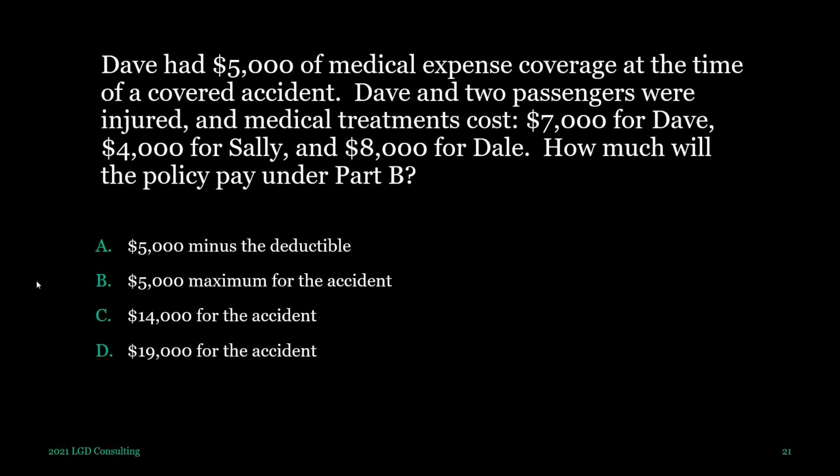Well, Part B medical, he's got $5,000. That's the maximum we pay per person. So we're going to pay $5,000 for Dave max, right? $4,000 because it's the lesser of 2 numbers for Sally, and only $5,000 for Dale, and that equals $14,000. Okay, 5 plus 5 plus the 4. Right? It's always the lesser number. The medical doesn't have a per occurrence limit; it just has a per person limit. But liability has a per person and then a per occurrence, so you have to take a look at that one.